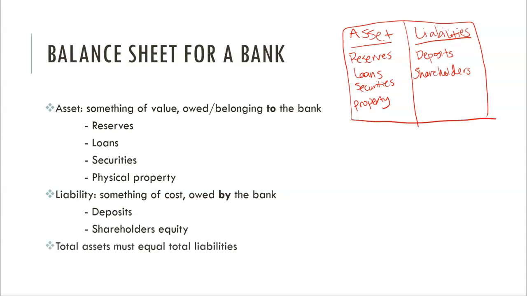So it's called a balance sheet because both sides need to balance. The total on the asset side needs to equal the total on the liability side. Deposits and shareholder equity is money or funding that's coming into the bank, but that money is owed back. And then the bank takes that, they leave some in reserves, they use some for making loans, they use some to buy securities, some to buy properties, and these things need to balance.